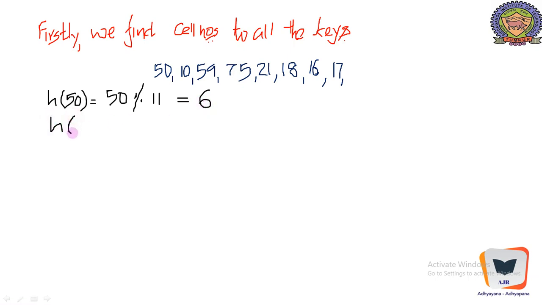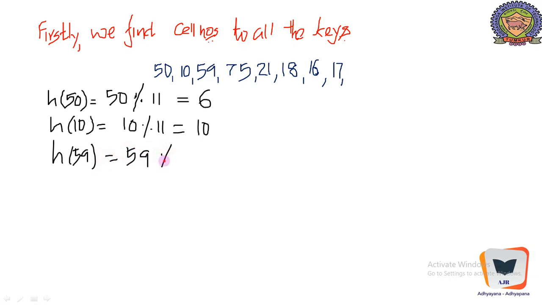H of 10, that is hash value of 10, is 10 mod 11. So it has to go to cell number 10. And h of 59 should go to 59 mod 11. That is how we compute. Okay, and we will get 4.